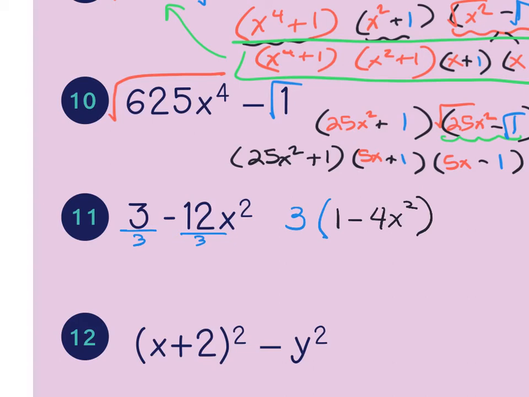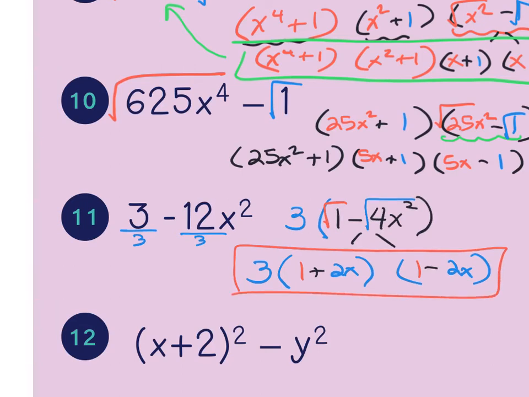So now that I've pulled the GCF out, now I need to factor that further. I will write the GCF. I will square root the 1. Square root the 1, and then 1 gets a plus sign, 1 gets a minus, and then I square root the 4x squared. 2x, 2x. And now I'm finished. Don't forget about that GCF. You need to continue bringing it down into your answer. Number 12.